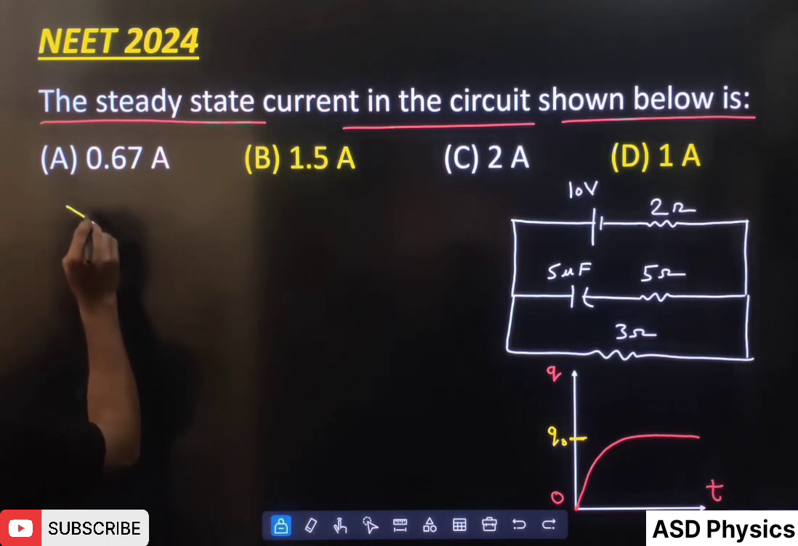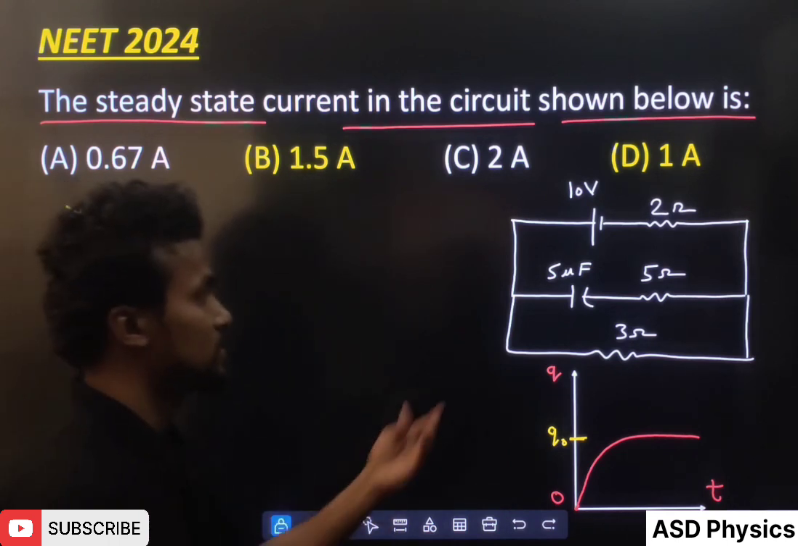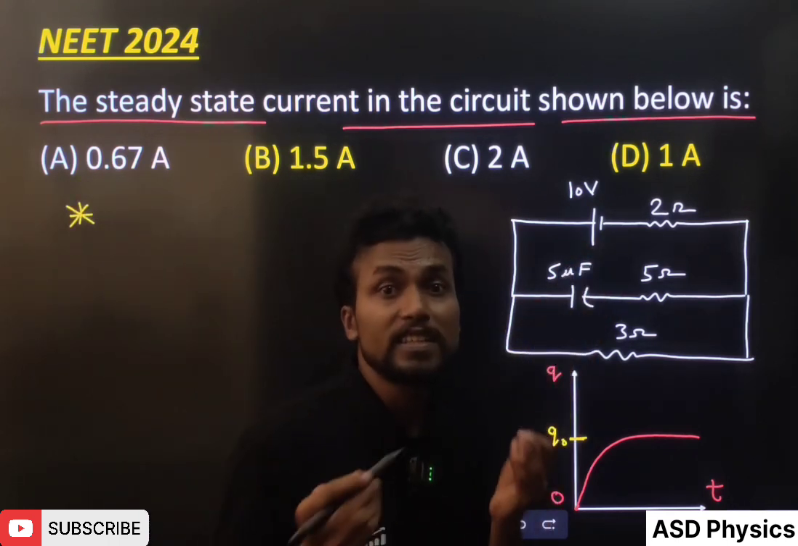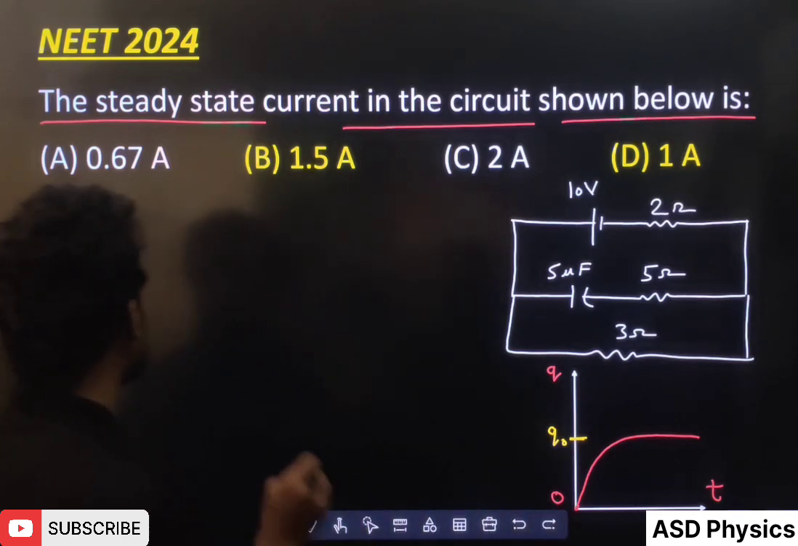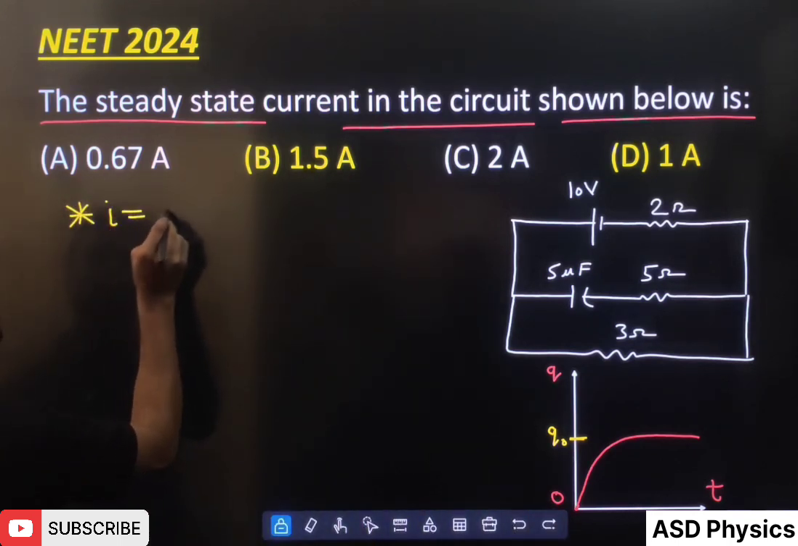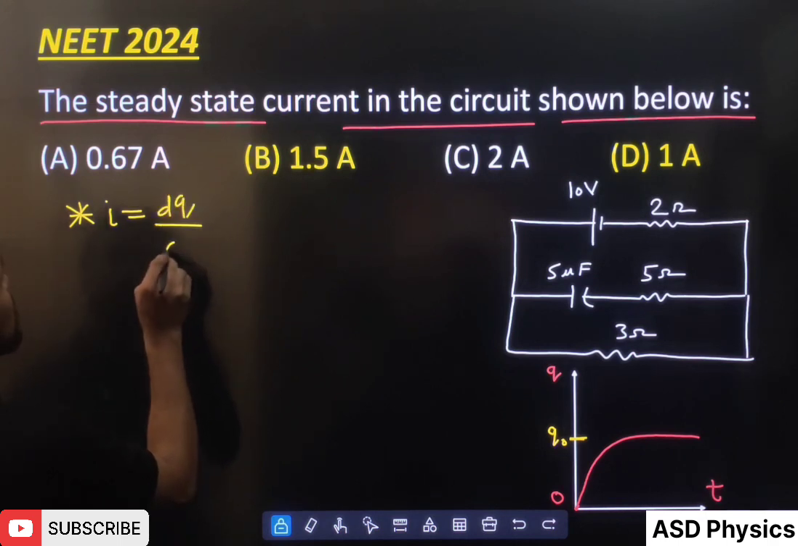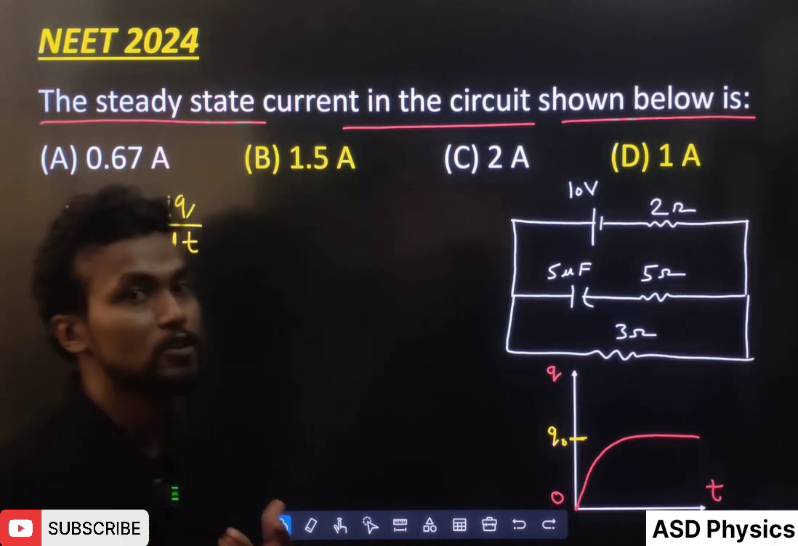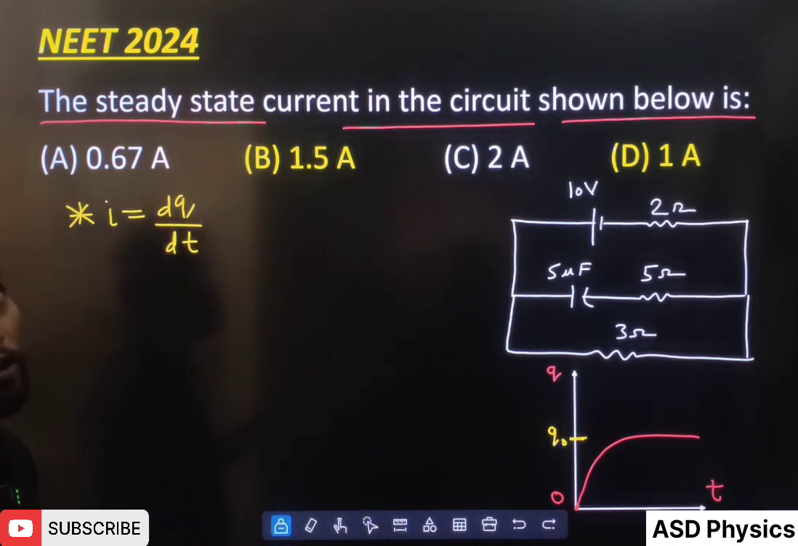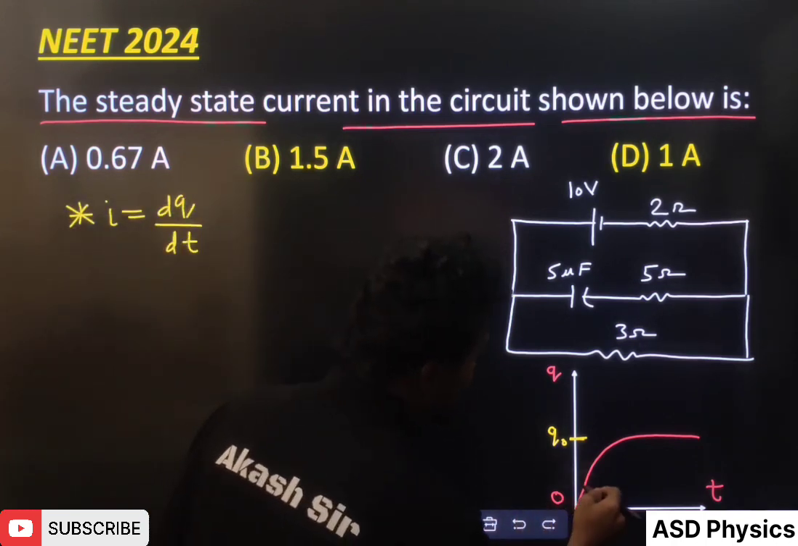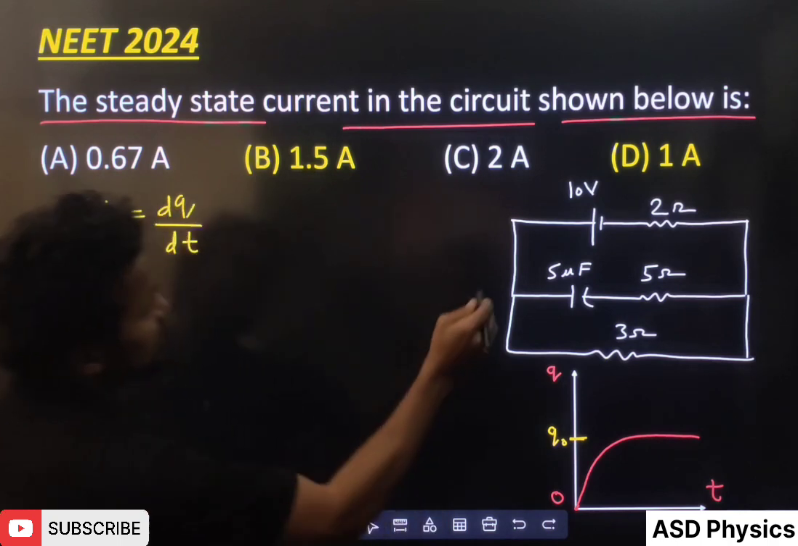So students, the first thing you have to remember is that in the steady state, the capacitor will be an open circuit. How am I telling this? You know that through the capacitor the current is given by I equal to dq by dt. What is dq by dt? The rate of change of charge. Now see here, the charge is slowly increasing, that means the current is flowing.